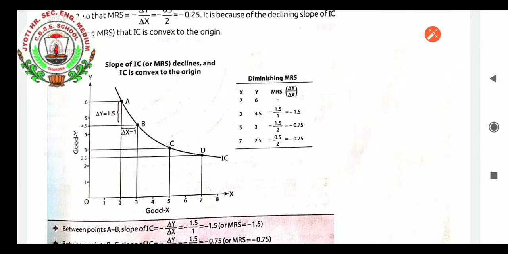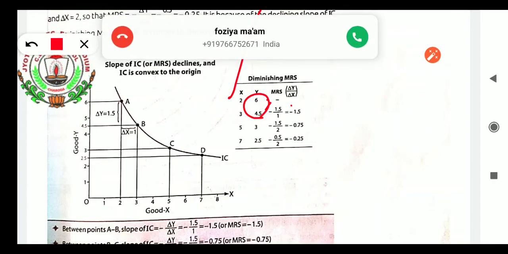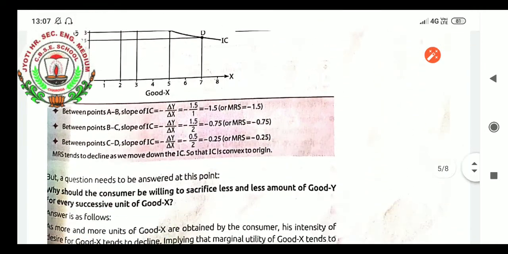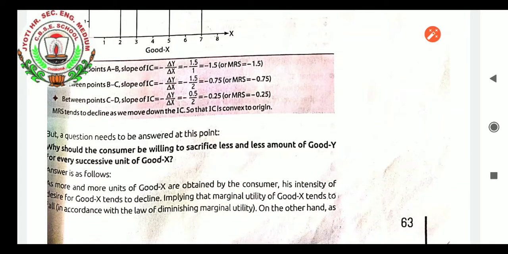As it gains X units, Y is declining. When you substitute change in Y upon change in X, from this table, 6 minus 4.5 is 1.5. For the increase of 2 in the gain, it is 1.5. For 1, it is coming 1.3. This way, students, MRS will be coming negative and continuously going down. So this is the point why it is convex to the origin.